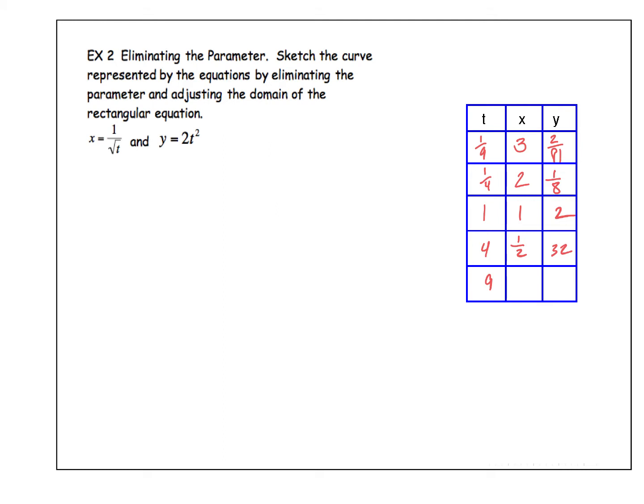9. 1 over square root 9, 1 over 3. 2 times 81, 162.